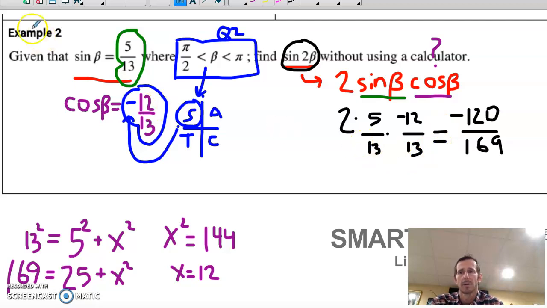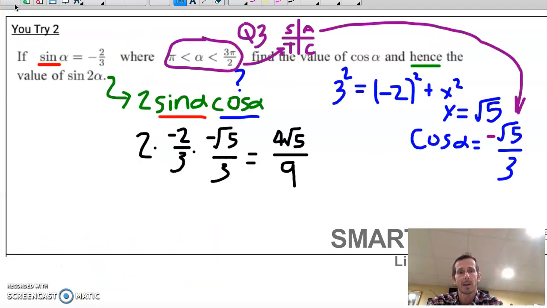So now we're going to go to the second example, and I need you to pause your video and try example 2, you try 2 on your own, and then you can check the answer. So give it a little pause. Hoping you're on pause by now. Here's the answer. Same formula. I know sine. I plug it in for sine.